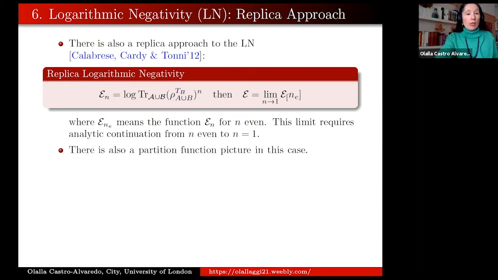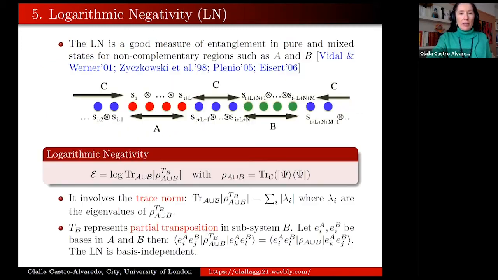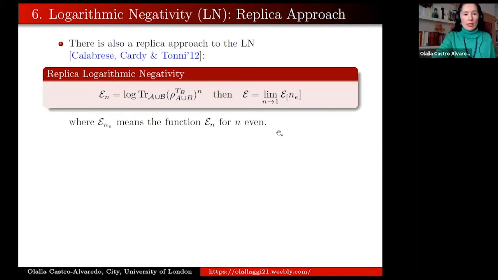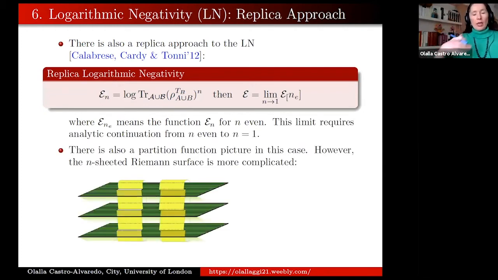Okay, so there is also a partition function picture in this case, and if you think about the spin chain picture that we had here with these 3 regions A, B, and C, I think it's not too complicated to imagine what the partition function is going to look like. So you're going to have also n sheets again. And now there are 2 branch cuts instead of just 1, which are the regions A and B, okay, since we trace over C only.